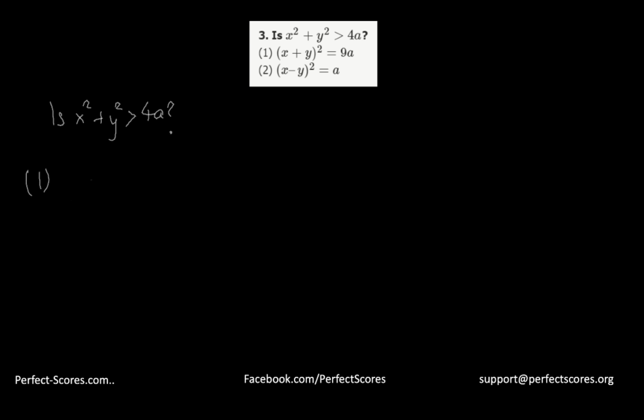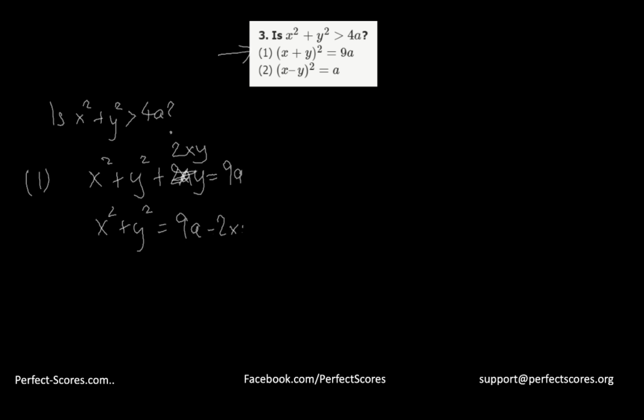So the first one says x square plus y square plus 2xy is equal to 9a. I've taken the liberty to expand this x plus y whole square, which is x square plus y square plus 2xy. So what is x square plus y square? X square plus y square is equal to 9a minus 2xy. So it depends on xy, right?